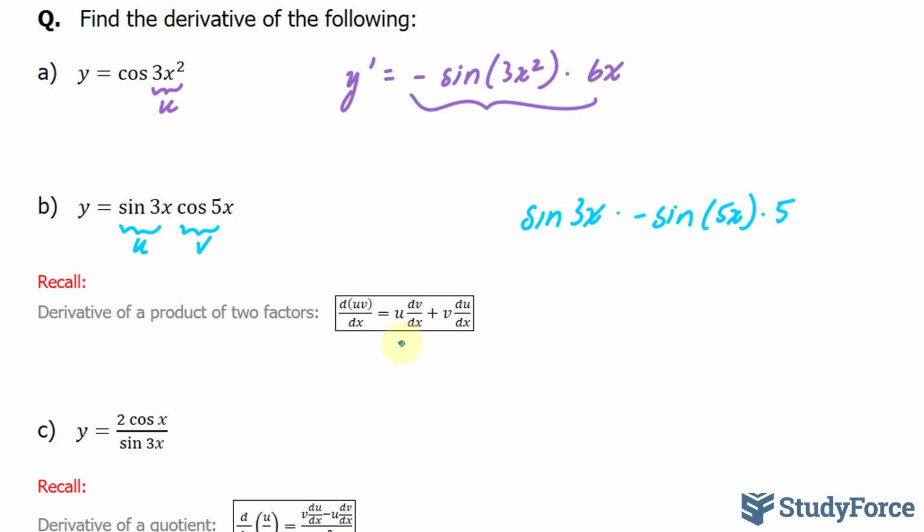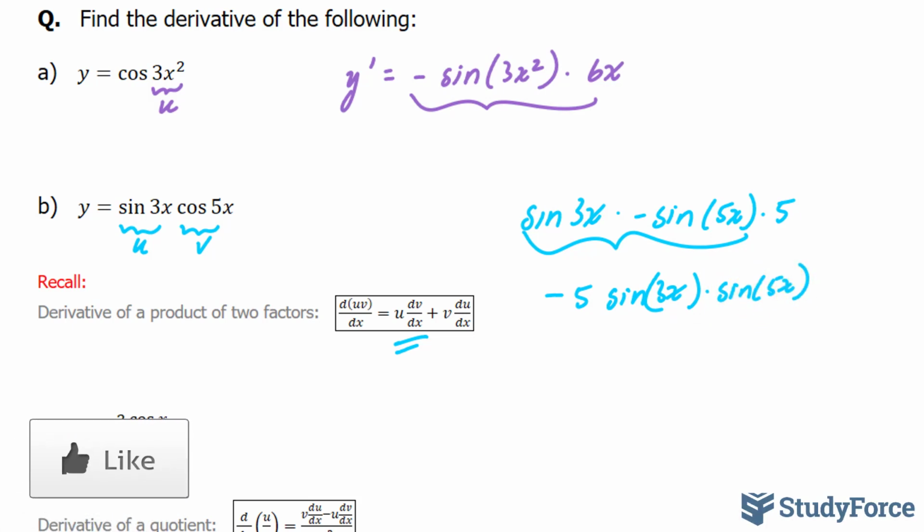Now that's only this part. We haven't done this part yet, so let me just clean this up before I move on to this term. This all becomes negative 5 sine 3x times sine 5x. Okay, now that I'm done with this, I'll find out what that is.